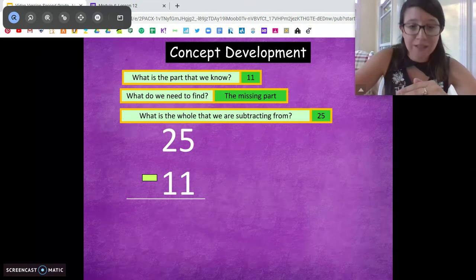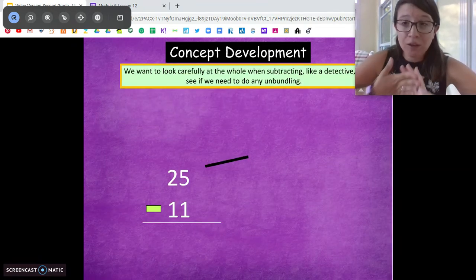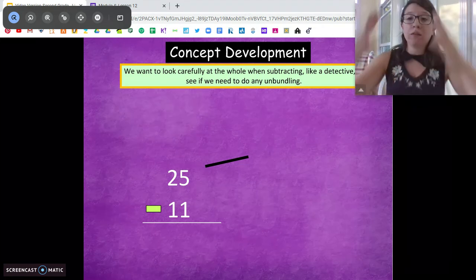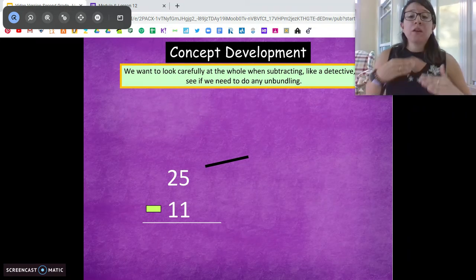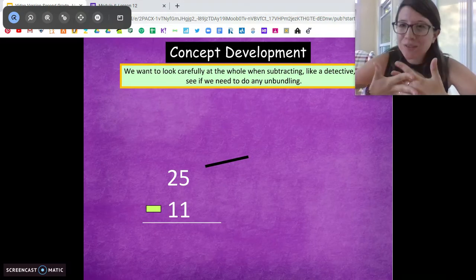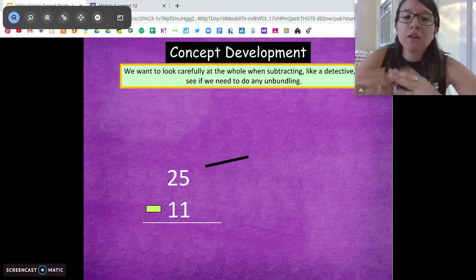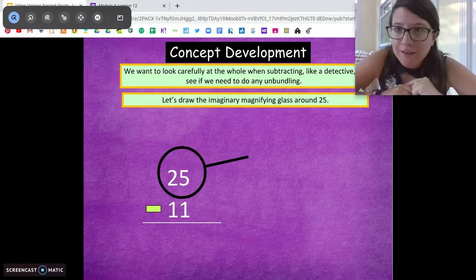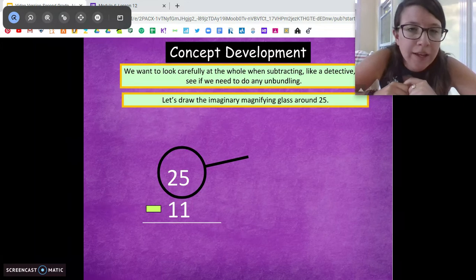Very good. 25. Okay. Now, we want to look carefully at the whole. When you're subtracting in vertical form, your whole is always going to be on the top. You want to look at it carefully. You want to pretend you're like a detective to see if we need to do any unbundling, because sometimes that's going to happen when we do subtraction. So we're going to put a little magnifying glass around that whole because we're detectives. We're going to look at it carefully.